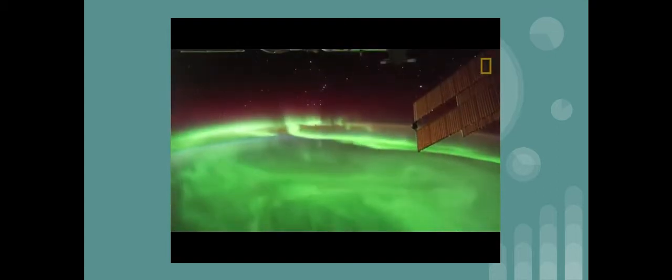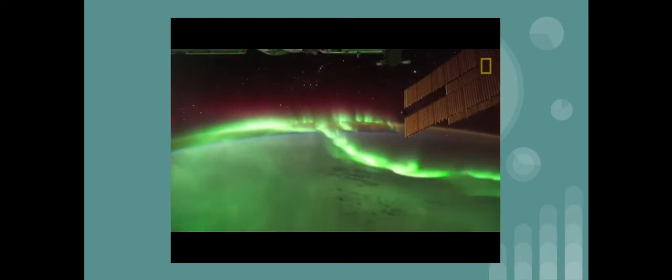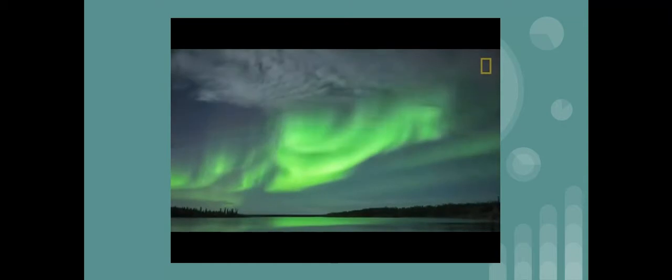On Earth and on some of the other planets, the sun's magnetic field interacts with their atmospheres, resulting in beautiful auroras.